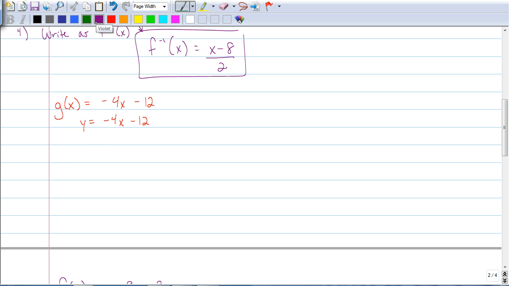The next step would be to switch the x and the y around to find the inverse. This would be x equals negative 4y minus 12. Remember, even though technically we have found the inverse here, we want to get it in function notation. So I want to add 12 to both sides.